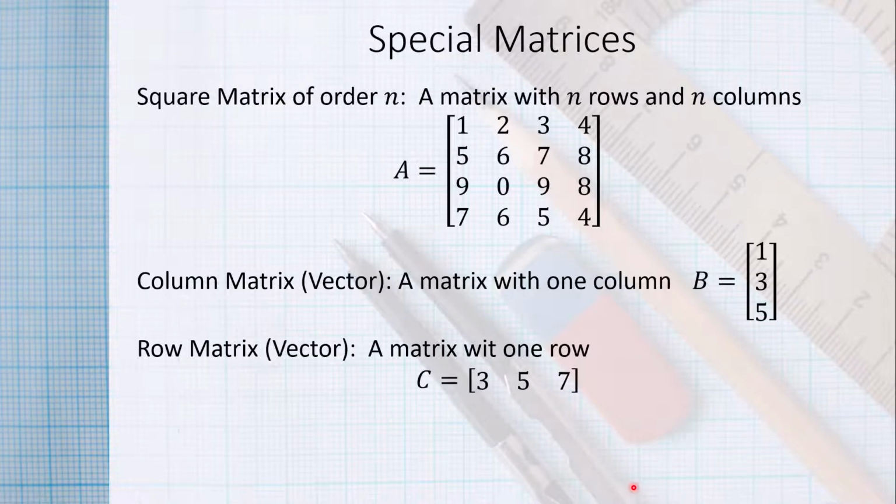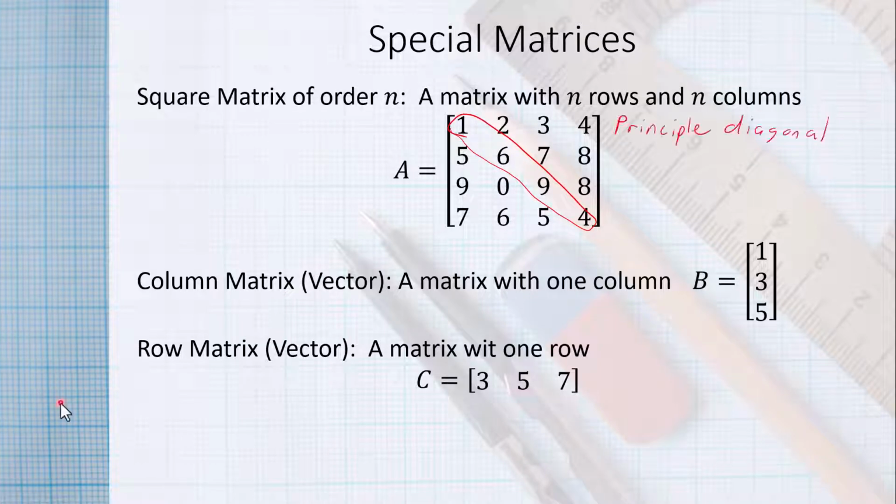Now we do have some special matrices. This matrix here is a 4 by 4 matrix, and it has the same number of rows as it does columns, so it kind of looks square, and hence it is called a square matrix. One important part of this matrix is this diagonal right here. And we call this diagonal the principal diagonal. Now, if a matrix has exactly one column, we will call it a column matrix or a column vector. And if a matrix has exactly one row, we will call it a row matrix or a row vector.